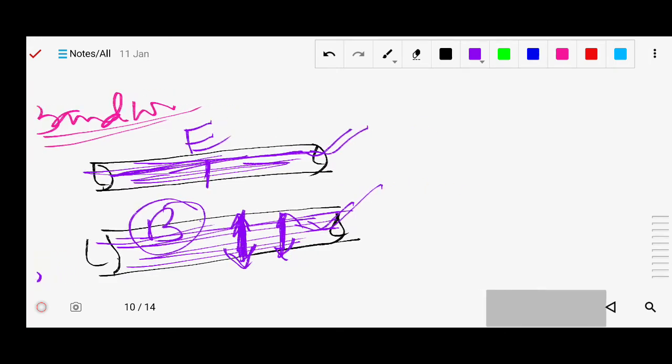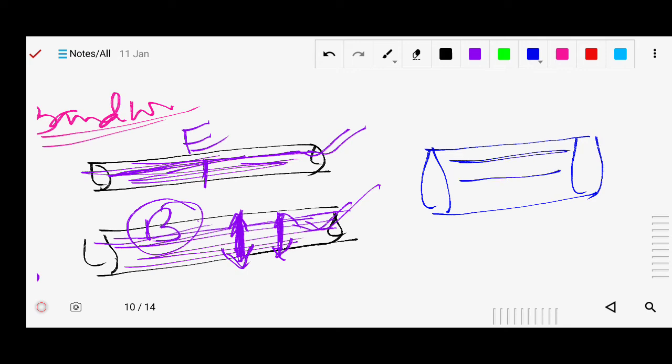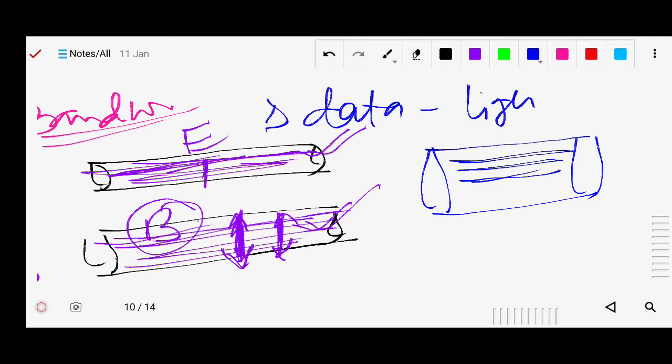But this is the advanced version, which is your optical cable. So in this optical cable, what is happening? This pipe is made of a glass type of material, and your signals are converted into light signals. Whatever the digital data signal is, it is converted into a light signal.